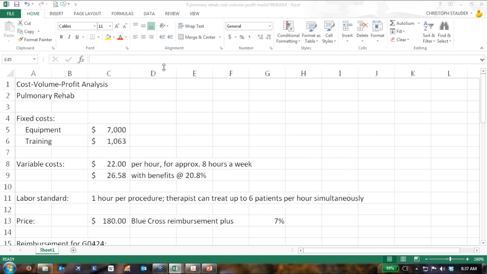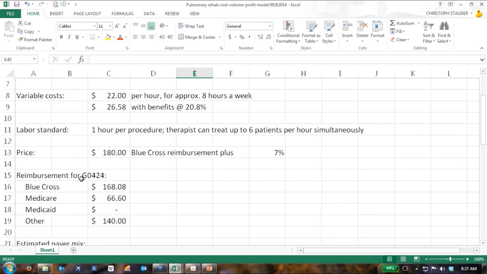And then I wanted to know what we should charge for that, and I kind of figured that one out myself by taking our highest reimbursement and then adding some money to it. And this is for a particular G code, and she had given me this G code, so I knew that. And then I figured out what some of the other reimbursement rates would be.